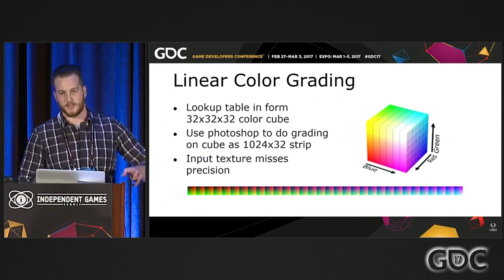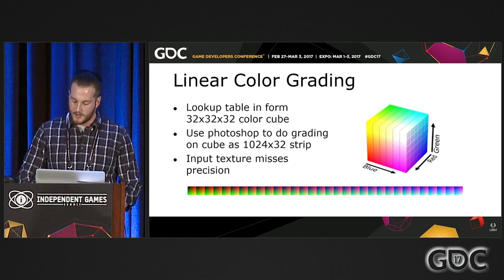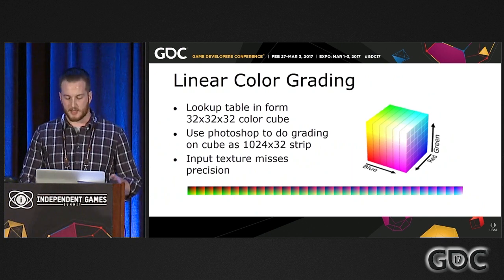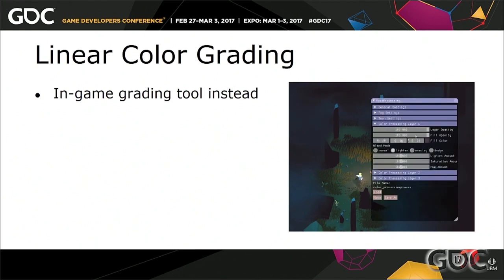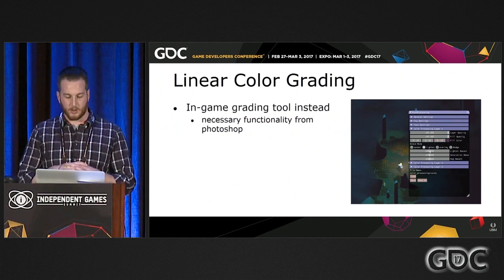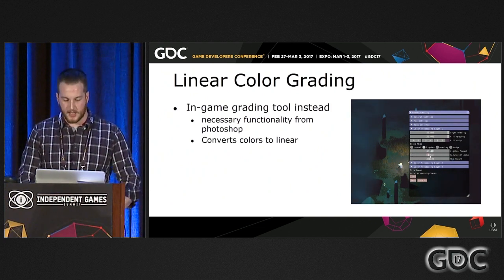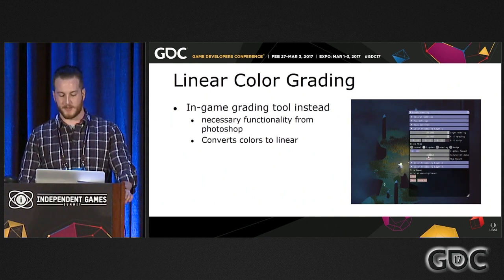What we found was that if you do this in Photoshop and you export it with 32-bit color or 24-bit color, 8-bit per channel, your input texture misses a lot of precision and will introduce a number of artifacts. So what we decided to do was create an in-game color grading tool instead, which you see right here. And it has all of the necessary functionality that we needed for doing the color grading from Photoshop, and it automatically converts the color values from gamma space to linear space.